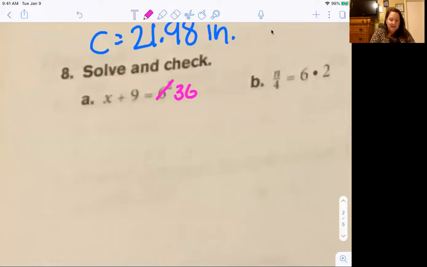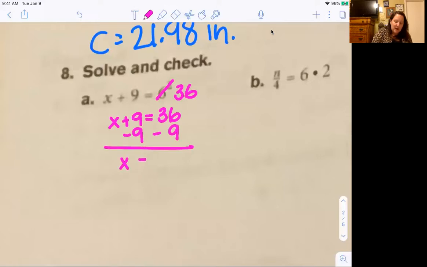36. Good, it's not 6 times 2. So my new equation, or my updated equation, is x plus 9 equals 36. Now if I'm adding 9, what's the opposite operation of adding 9? Subtracting 9. So I want to subtract 9 from both sides of this equation. X equals what?